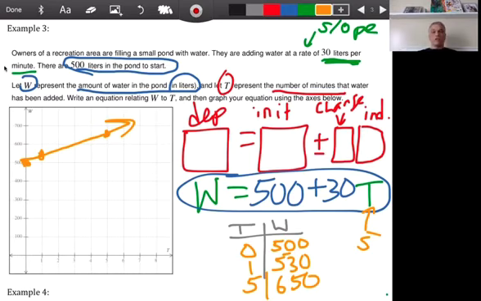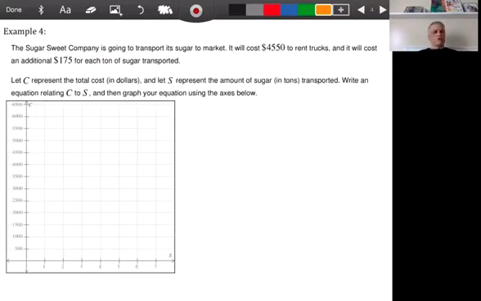We have one more example. Let's get right to it. Let's drop down to example 4. And with example 4, for some reason, the Alex questions really like the Sugar Sweet Candy Company, which, hey, you know, I like candy too. Sugar sweet, it's all nice.